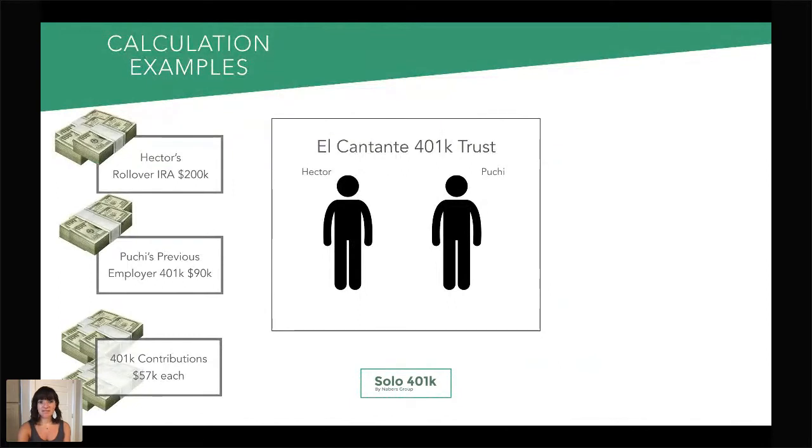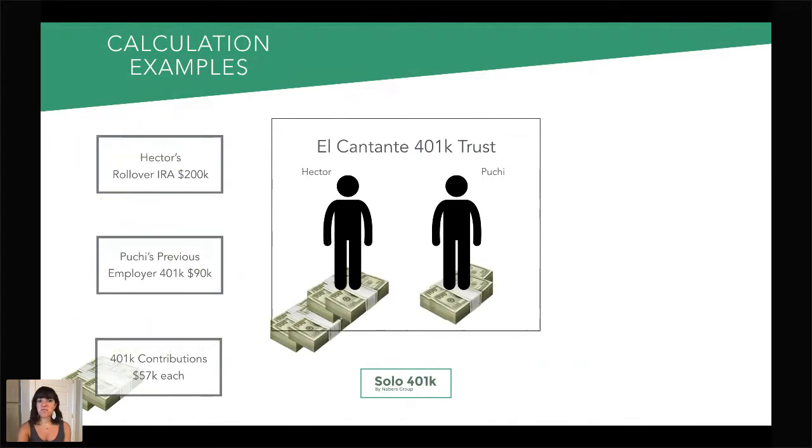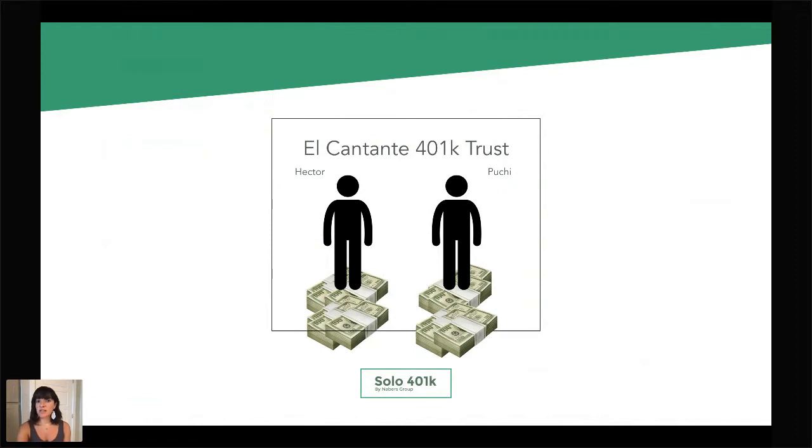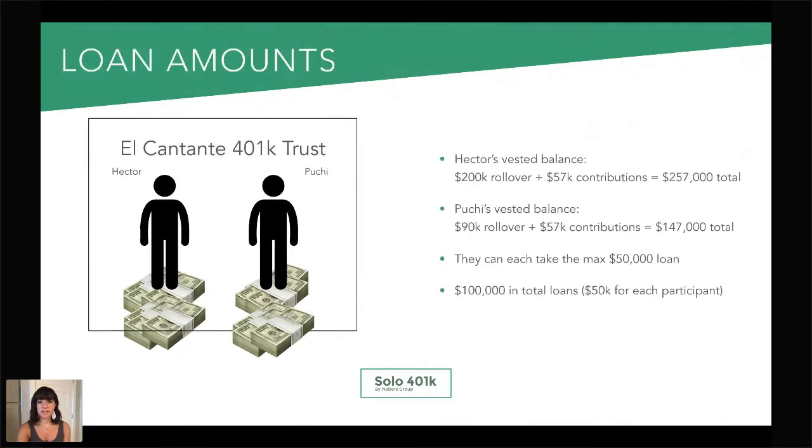Let's take a look at Hector and Poochie. So they have plenty of funds. You could see, their rollovers, their contributions. All of this is in their 401k trust. You can see the breakdown of their funds. Their totals are well over that $100,000. So that means they can each take the $50,000 loan. So now, as a family, they're taking $100,000.